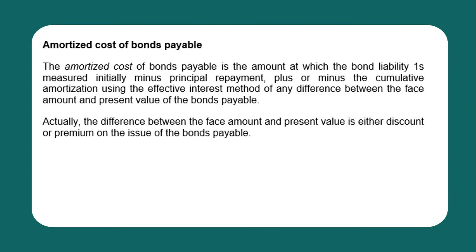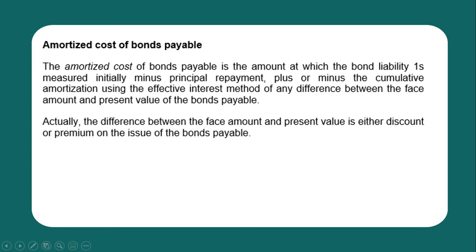Okay, amortized cost of the bond. How do we determine the amortized cost of the bonds payable? So, amortized cost of the bonds payable is the amount at which the bond liability is measured initially minus the principal repayment plus or minus the cumulative amortization using the effective interest method of any difference between the face amount and the present value of the bonds payable.